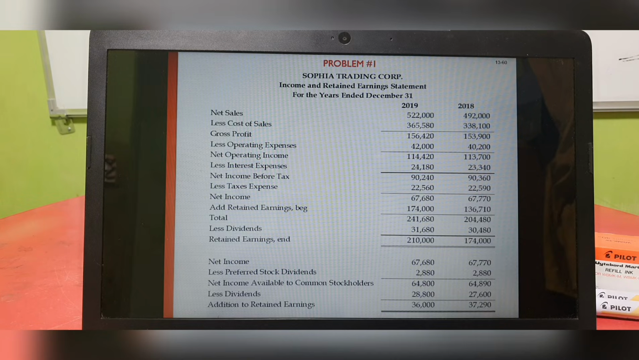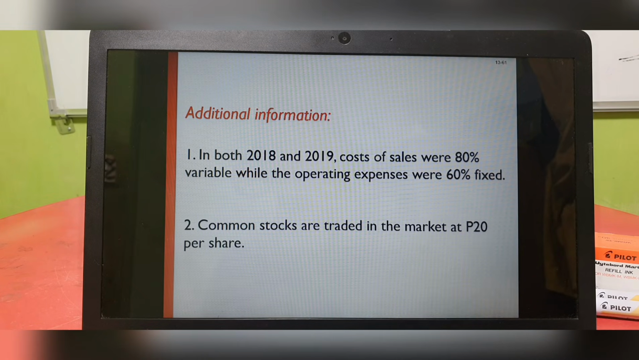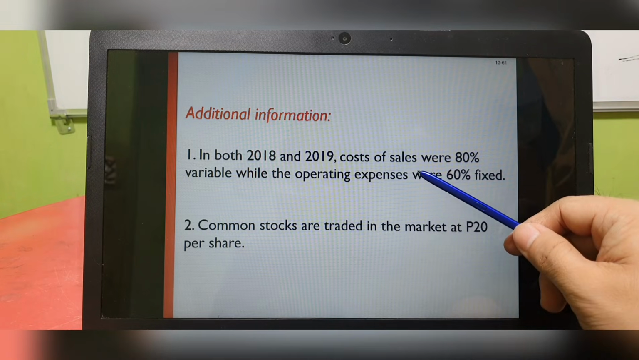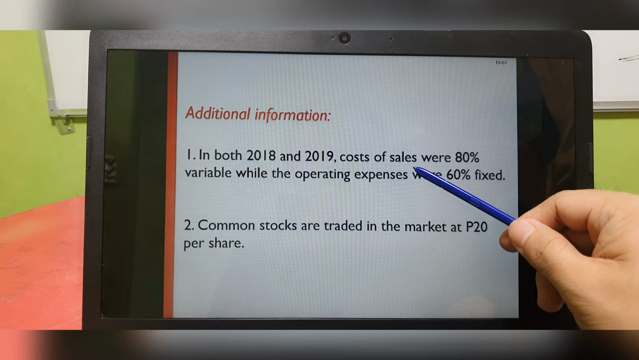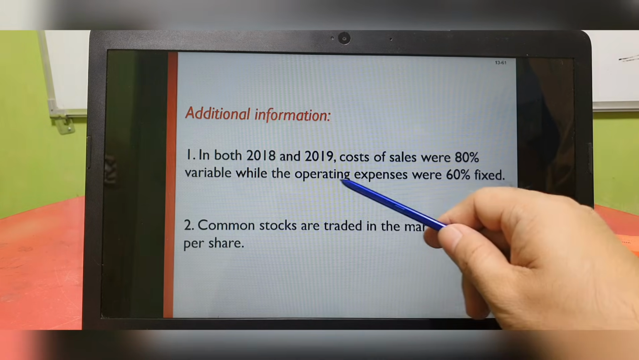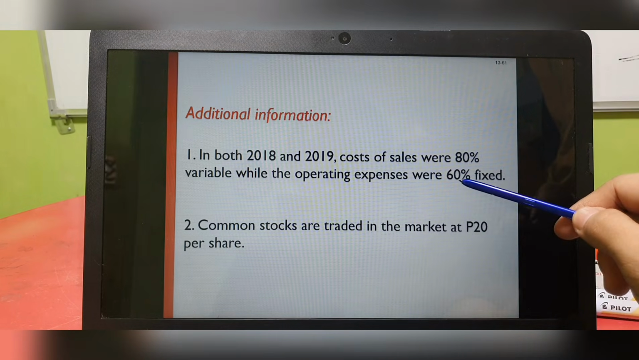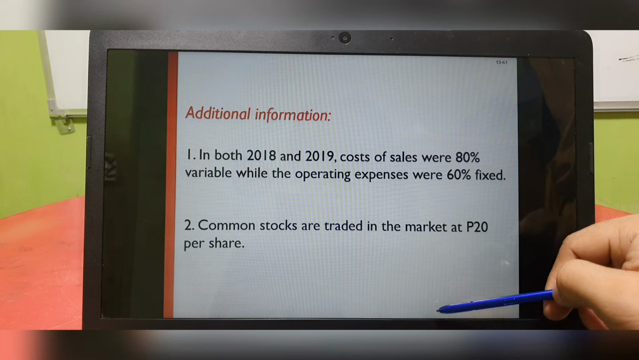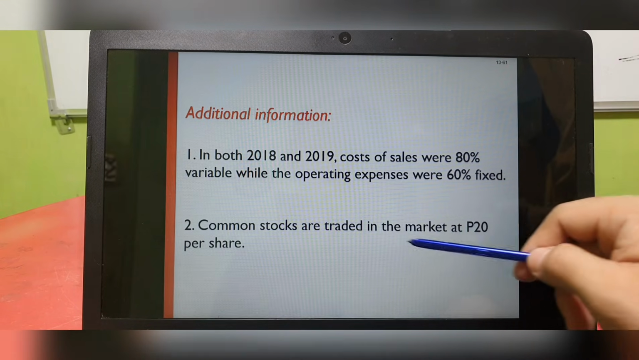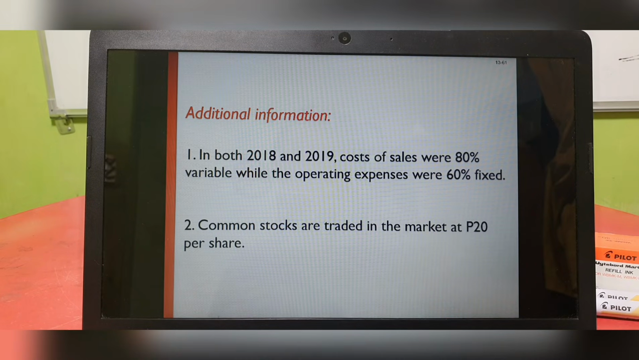Screenshot please for the income and retained earnings statement. Here are some additional information that can be used as we go through all the ratios. So in both 2018 and 2019, dinistribute lang yung cost of sales as to variable na 80%, tapos fixed ang 20. Yung OPEX natin, we're 60% fixed, so 40% variable. And it is stated here na ang common stocks ay traded in the market at 20 pesos per share.